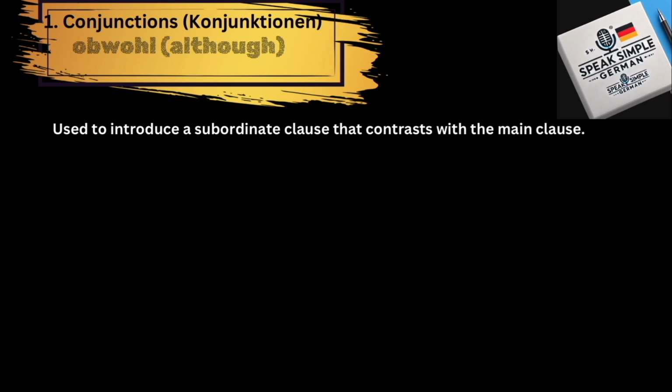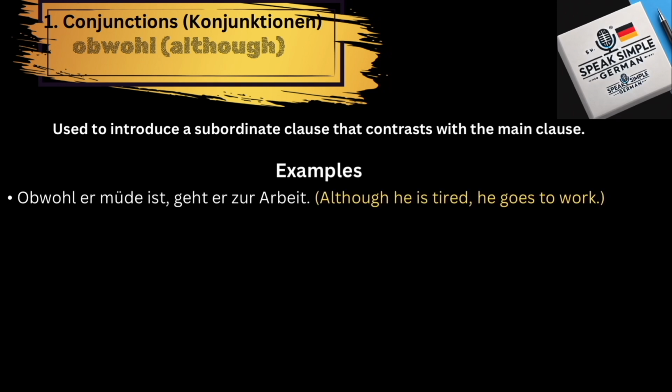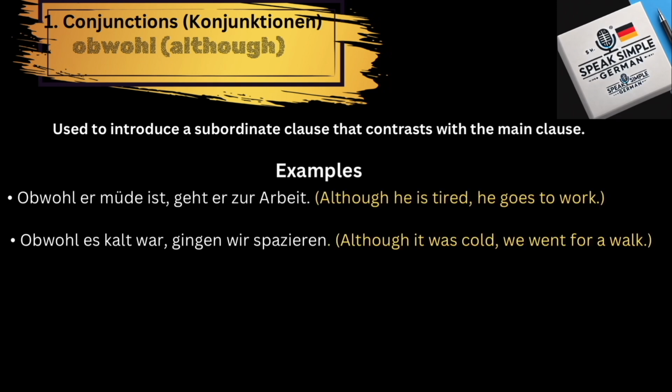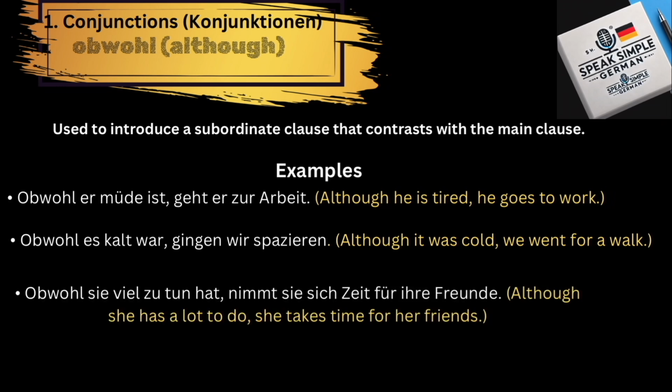Obwohl, meaning "although", is used to introduce a subordinate clause that contrasts with the main clause. Examples. Obwohl er müde ist, geht er zur Arbeit. Obwohl es kalt war, gingen wir spazieren. Obwohl sie viel zu tun hat, nimmt sie sich Zeit für ihre Freunde.